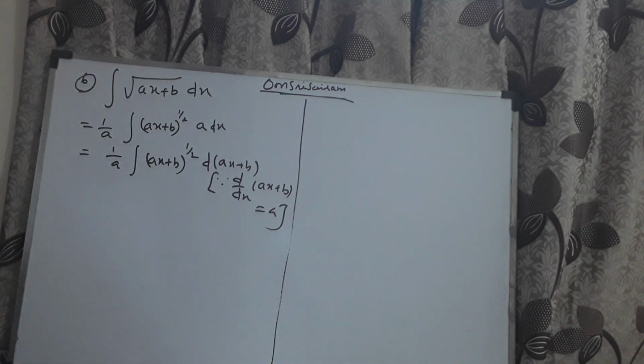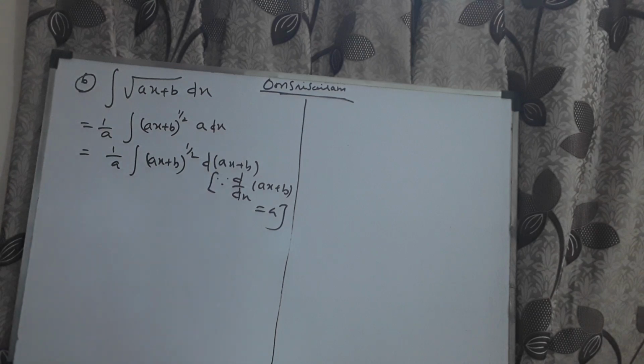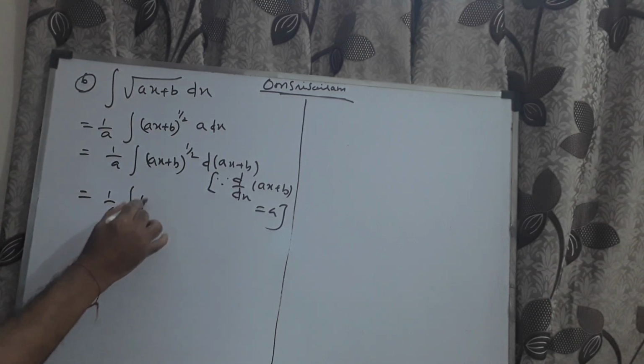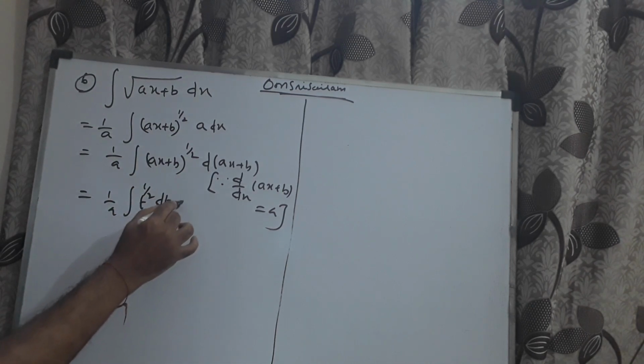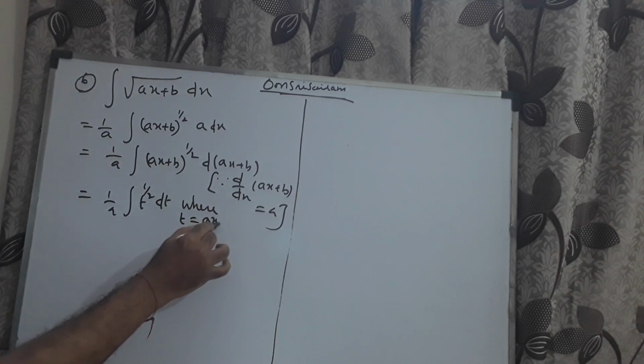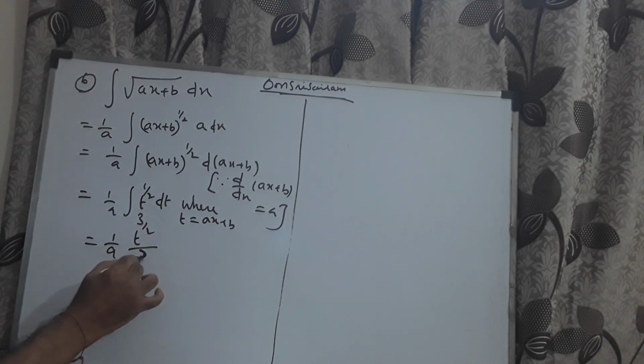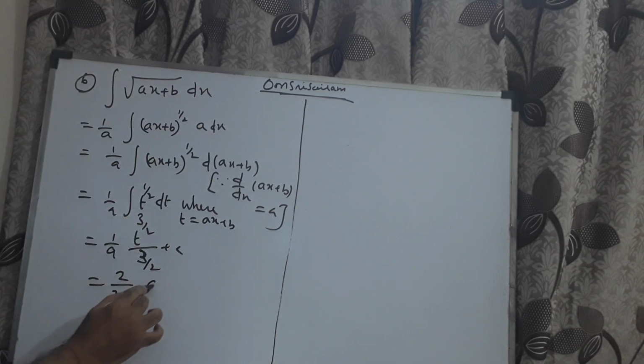Now you can remember, close this off with your hands and find out this is my substitution. In this step you write directly t power half dt, where t is ax plus b. Therefore this will become 1 by a into t power 3 by 2 by 3 by 2 plus c. Therefore this will become 2 by 3a into ax plus b to the power 3 by 2 plus c.